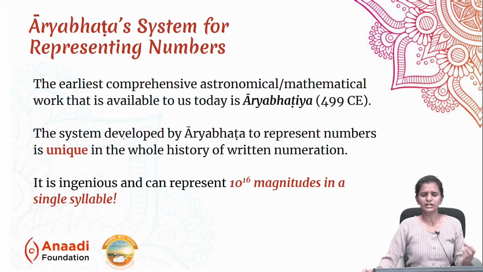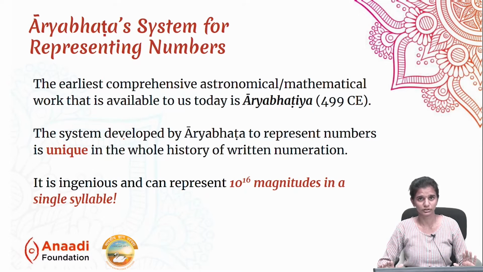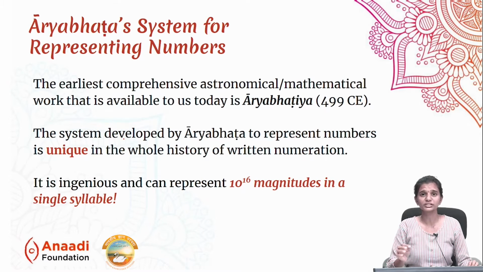The earliest comprehensive astronomical text that is available for us today is the Aryabhatiya. This was given by the great mathematician Aryabhatta. He had represented numbers in a very unique fashion in this whole history of mathematics. It is ingenious, and by using this method, we can represent up to 10 to the power of 16 magnitude. Can you imagine? That too, even in just a single syllable.